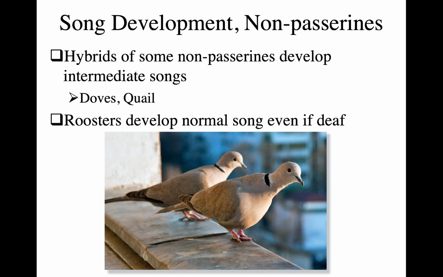Another indication that some birds have a heritable basis associated with their song development is the fact that if you hybridize two different species that have different songs, you can develop an intermediate song. And this has been shown in some species of doves and quail. So getting into talking about non-passerines. Roosters, it's the same situation. So in galliforms, they can develop normal songs even if deaf, similar to what I said with the eastern phoebe. But again, now we're talking about non-passerines.